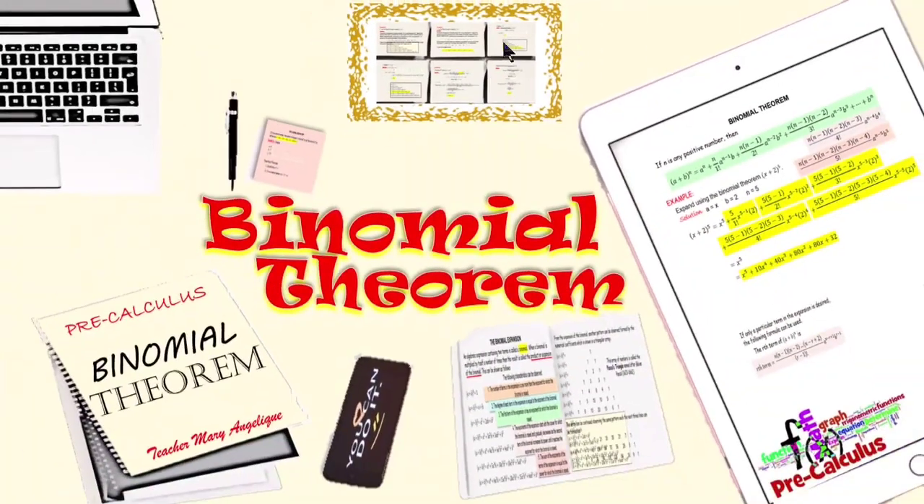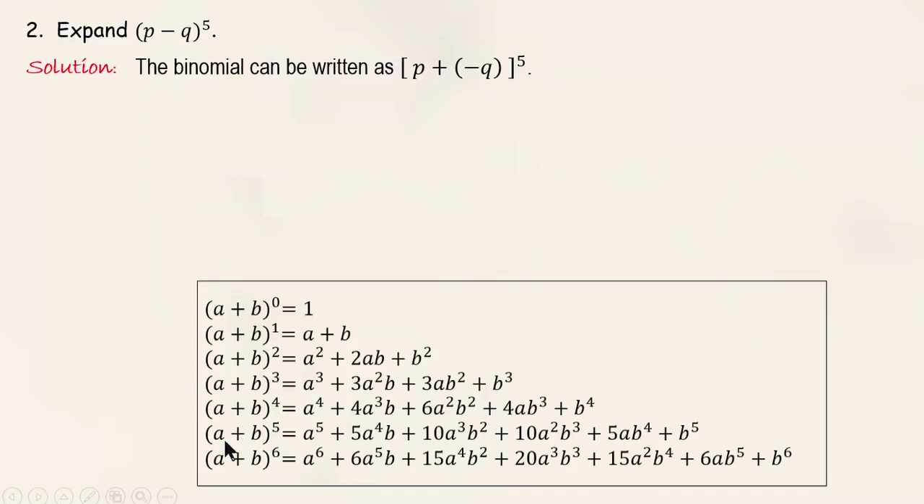Another example. Expand p minus q raised to 5. The binomial can be written as the quantity p plus negative q raised to 5. We can write the expansion based on this expression. However, take note that a is p while b is negative q.